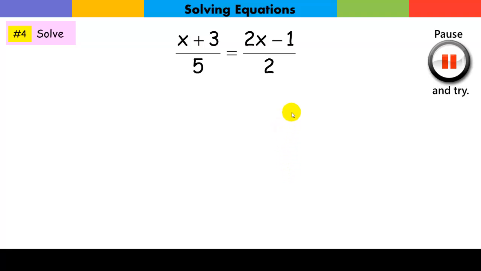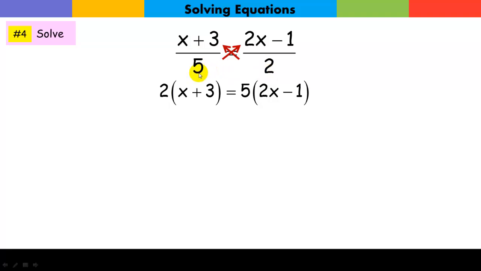Okay. Go ahead and try this one. Okay, notice that on this problem, both numerators are binomials, so I have x plus 3 on this one, and 2x minus 1. So when we use cross products, we have to be careful with those. It's 2 times x plus 3 equals 5 times 2x minus 1. Notice we are going to have to distribute on both sides. 2x plus 6 equals 10x minus 5.